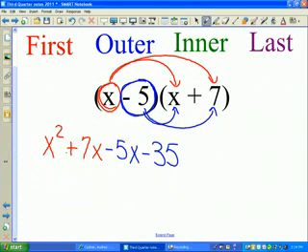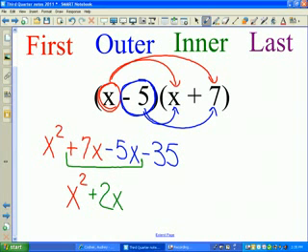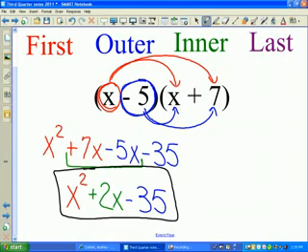Hopefully you notice that we have the like terms, this positive 7x and this minus 5x, right in the middle of our expression. We can combine that. So 7 minus 5 will give me a positive 2x. So that's why there's a plus sign in front. And what I'm going to do with the x squared and the negative 35 is just simply bring it down in its same position. So this right here is my expression after I simplified or multiplied my two binomials.